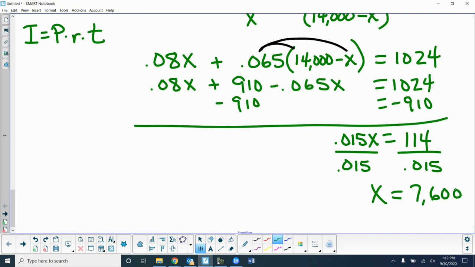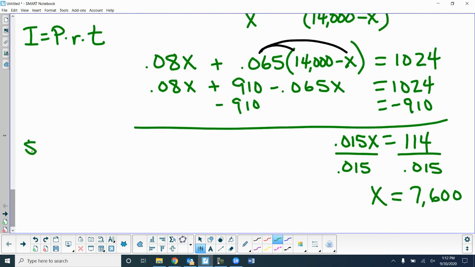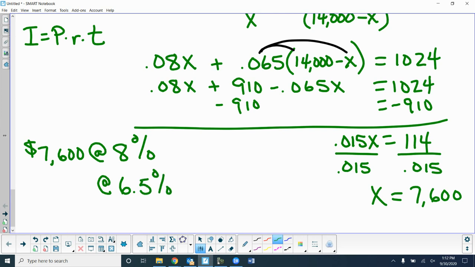Okay, so we go back to the beginning. What do we make X? 8%, right? So they invested $7,600 at the 8%. And then what do I do to find the rest, that 6.5%? Subtract from 14,000, right? And what's that, 6,400? When I subtract 7,600 from 14,000. Does that help going over that one again? Questions?